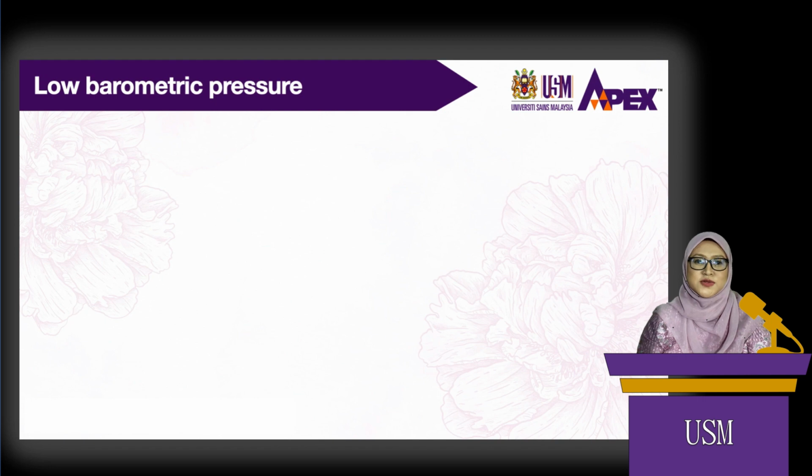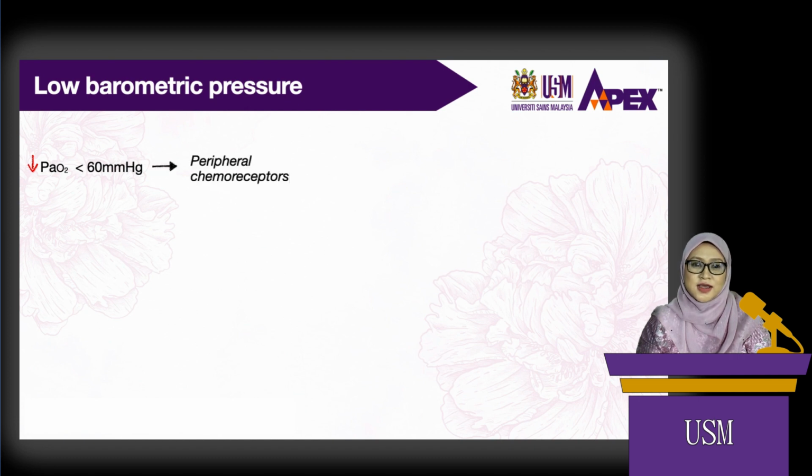The immediate response to low arterial PO2 is hyperventilation. If the arterial PO2 is 60 mmHg or less, the changes will be detected by peripheral chemoreceptors at the carotid and aortic bodies. The information will be relayed via the glossopharyngeal and vagus nerve to the respiratory center to increase ventilation. Alveolar ventilation increases to a maximum of about 1.65 times normal.